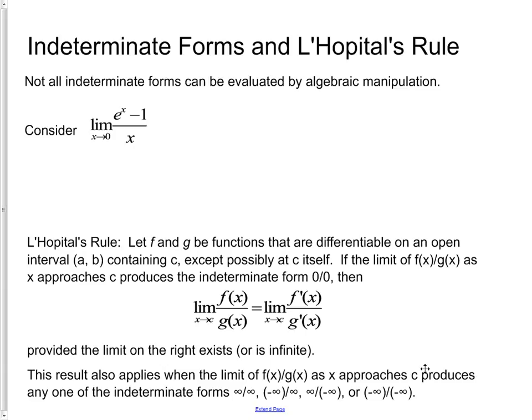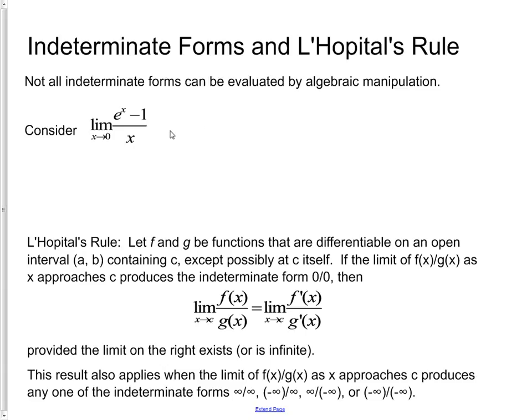He said, let f and g be functions that are differentiable on an interval that includes c, except possibly at c itself, where we get that indeterminate form. If the limit of f of x over g of x as x approaches c is indeterminate, 0 over 0, then the limit as x approaches c of f of x over g of x will be exactly the same as the limit as x approaches c of the derivative of f over the derivative of g, provided that the limit on the right exists. All right, so let's see what happens.